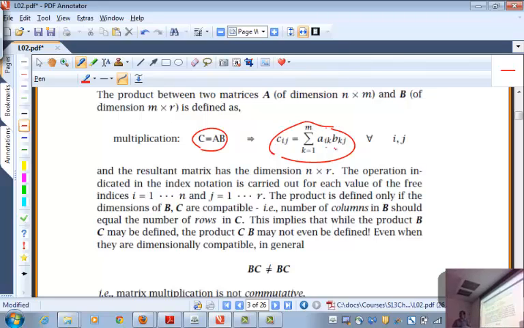You're multiplying each one and then adding that up. And that gives you Cij. So this has to be applied for all ij. Okay? So matrix multiplication is a different definition than what we had for addition.